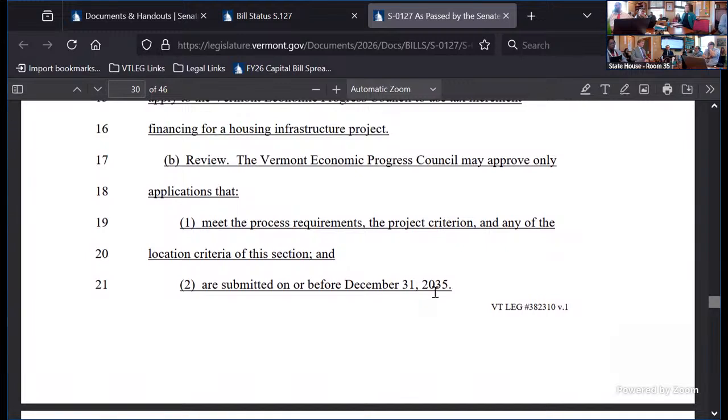And what you see on the last line of this page, the application has to be submitted on or before the end of 2035. Effectively, this is like a sunsetting of the program, but it leaves the program on the books so that VEPC could rely on that text, as projects would still be ongoing even after the application cutoff. Theoretically, they could be ongoing for many, many years after that. So this is a sunsetting. It's saying get your applications in before the end of 2035, a 10-year period, basically.